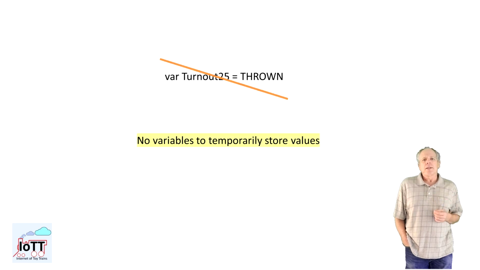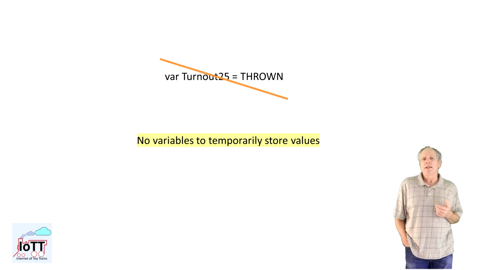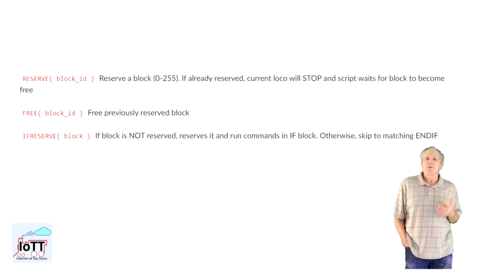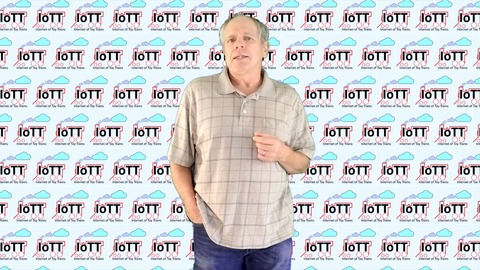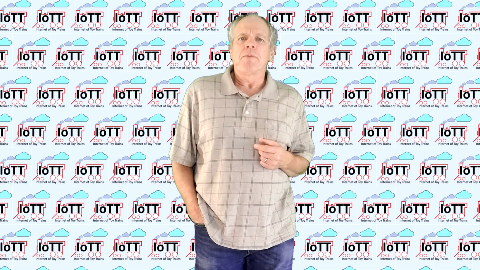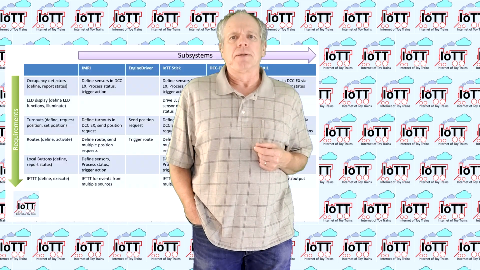One important limitation to be aware of is that there are no variables that can be defined and used to temporarily store calculation results. Well, almost. There are two sets of 255 1-bit flags named blocks and sensors. These flags can be set and released with the commands reserve and free for blocks and latch and unlatch for sensors. I think that is the important conceptual upfront information, so let's get started with the example application.